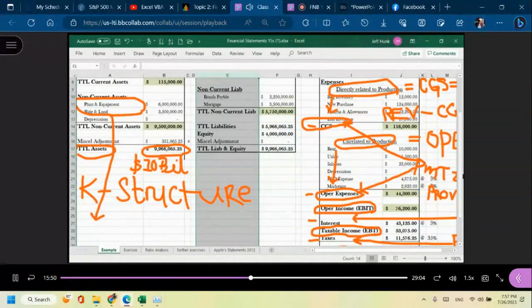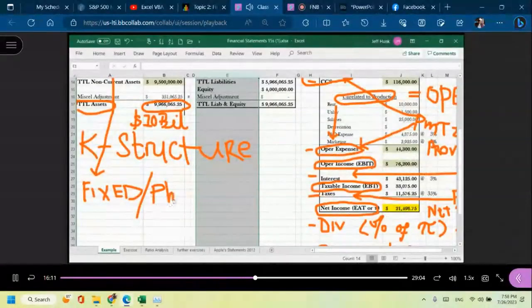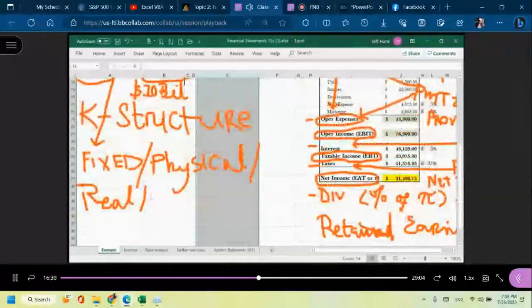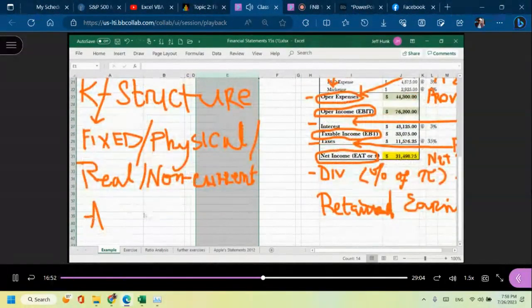This plant and equipment is also called fixed assets, or real assets, or physical assets, because they are literally physical in nature. Real assets, also called non-current assets. Now, here's the term assets.